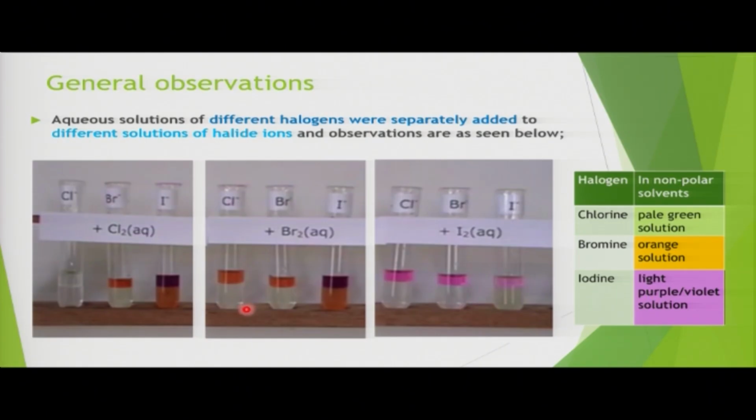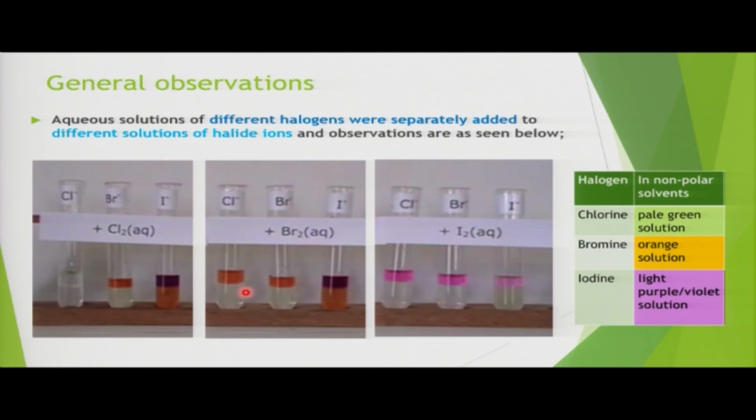So let's start from the side of chlorine. Where we have chloride and chlorine water, no observable change. It is still a colorless solution. Where we added chlorine water to the bromide, we are having the orange solution on top. So we are having the bromine being formed. Where we added chlorine to the iodide, we are having the purple. This deep color you're seeing is the purple of iodine.